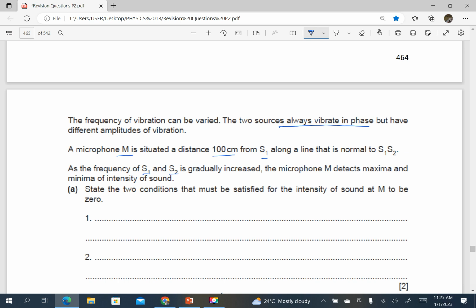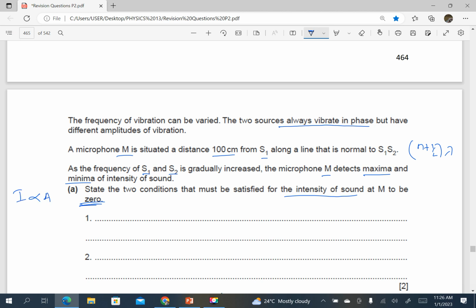As the frequency of S1, S2 is gradually increased, the microphone M detects maxima and minima of intensity of sound. State the two conditions that must be satisfied for the intensity of sound to be zero. That is minima, destructive interference. First of all, for destructive interference to occur, the path difference must be any odd number multiple of half wavelength. Or we say the path difference is going to be n plus a half of wavelength. Number two, for total cancellation, because the resultant is zero, the amplitudes of the two waves must be the same.